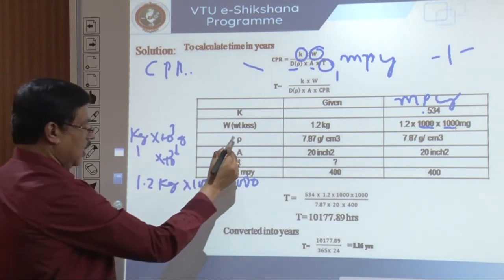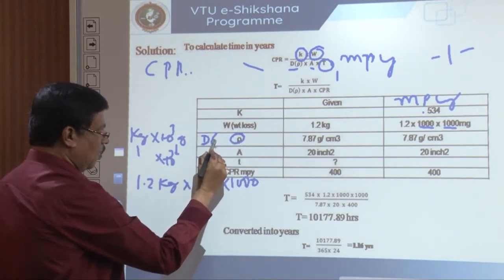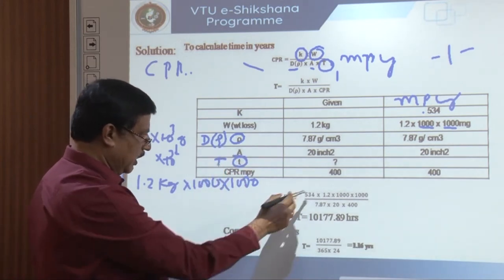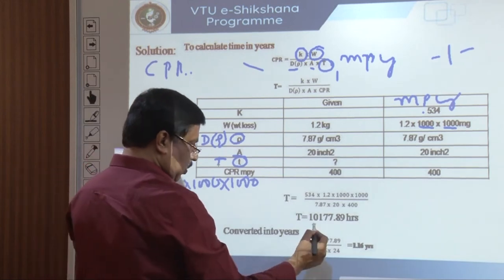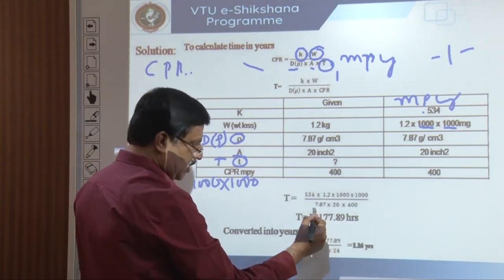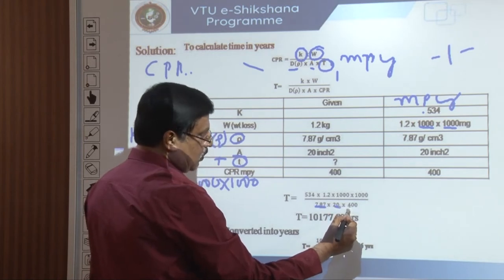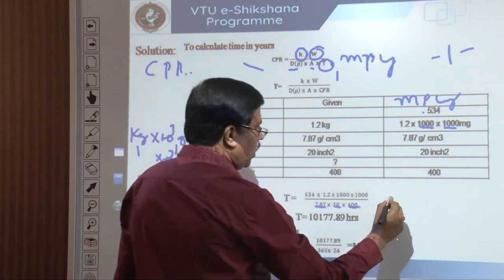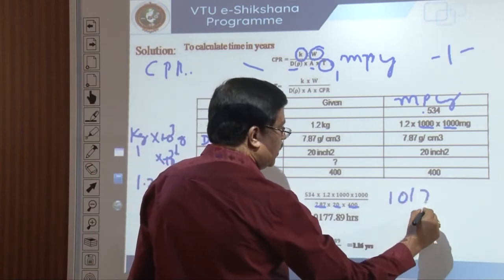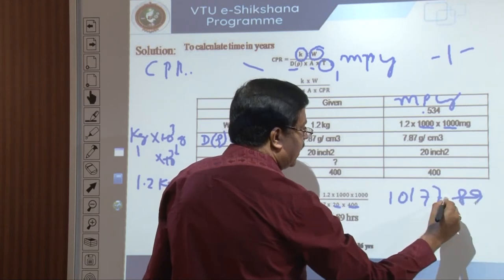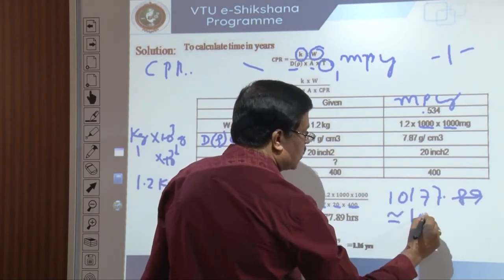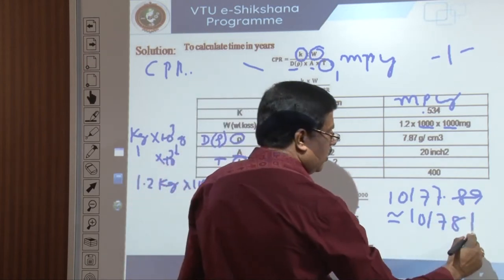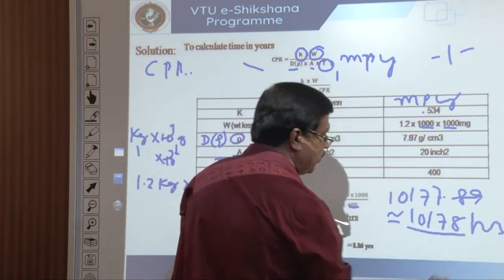Then 7.87, as usual, you know that this is delta, the density rho, and this is capital T, sorry. With the density and the area of 20 inch squared, you will get about 10177.89, approximately 10178 hours. So you can show this as the time taken.